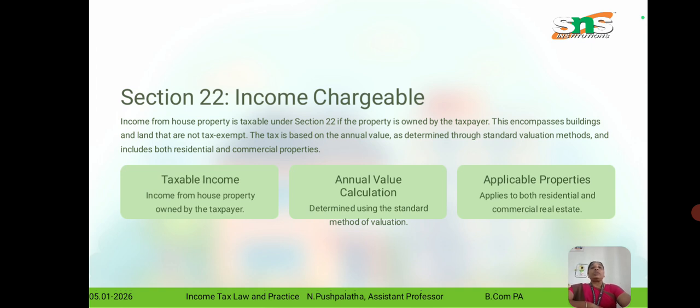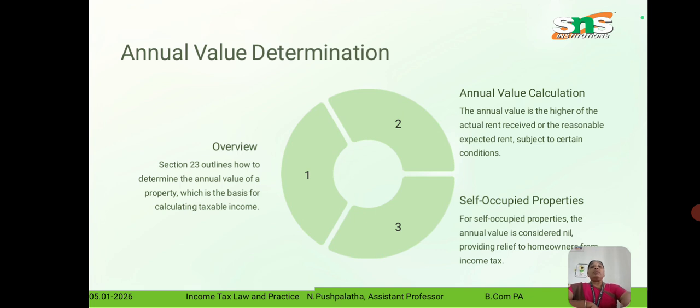For the let out property, the computation is of gross annual value, expected rent or actual rent received, whichever is higher. The net annual value is derived after deducting municipal tax paid by the owner. Deduction under section 24: standard deduction is 30% of net annual value, then interest on borrowed capital. For example, actual rent, no limit. For the self-occupied house, the annual value is considered nil.